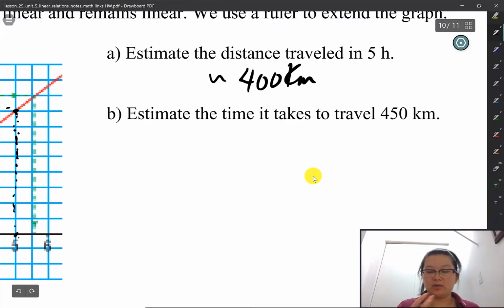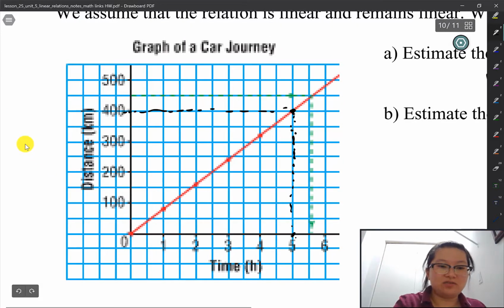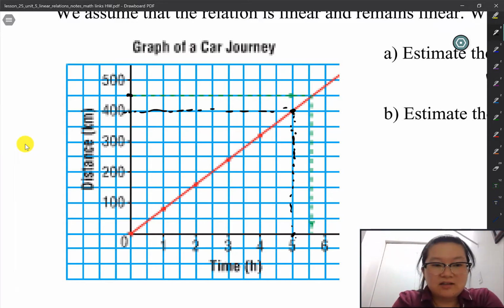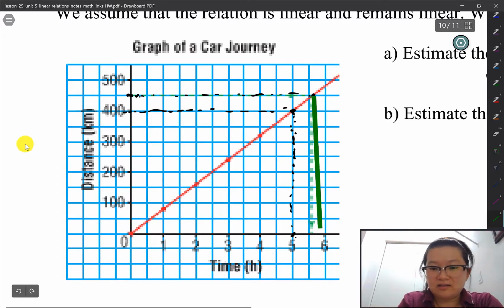Then we can extrapolate from the time. We can also extrapolate using distance. For example, estimate the time it takes to travel 450 kilometers. So 450 kilometers is roughly up about here. So then we're going to work the other way. Let's take a look at where 450 intersects our graph. It intersects our graph right about there. So then we're going to draw a straight line as best as we can that touches our x-axis down here, which is roughly about there.